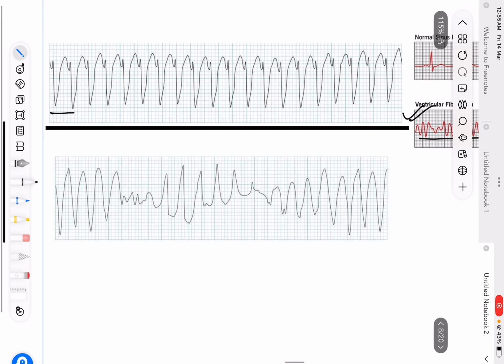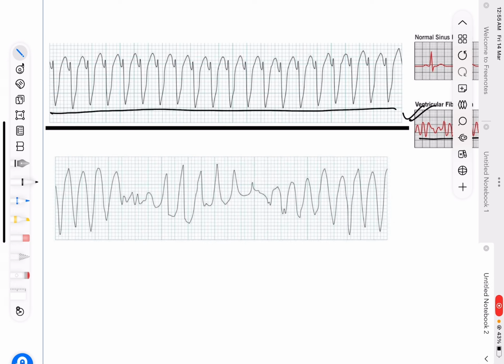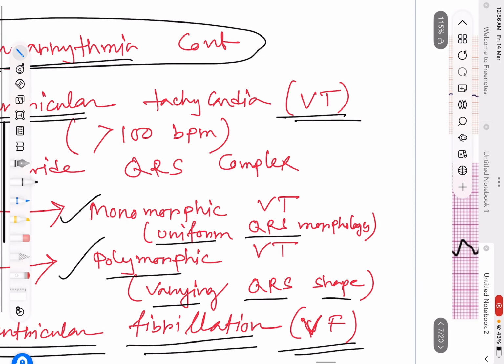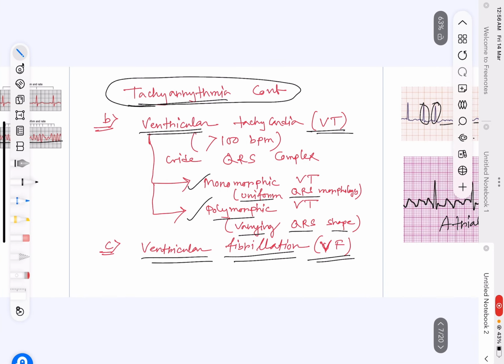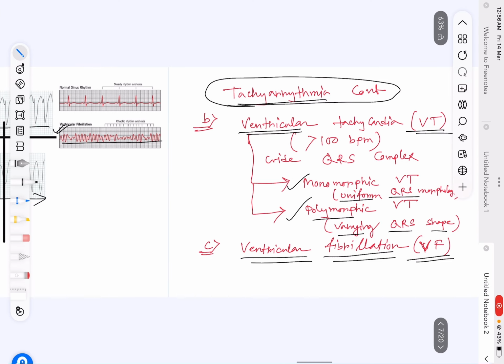Then tachycardia. This is monomorphic ventricular tachycardia. Very easy. Monomorphic. This is polymorphic ventricular tachycardia. Okay. Now why is this not ventricular fibrillation? In ventricular fibrillation versus ventricular tachycardia, you have to understand that the heart rate is much faster in ventricular fibrillation. Whereas in comparison your ventricular tachycardia is much slower.